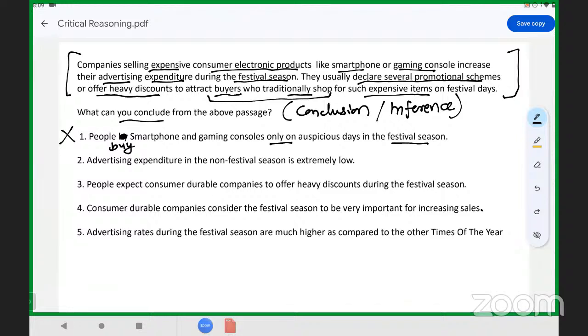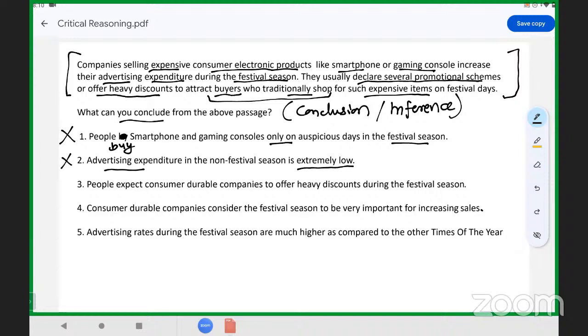Second, advertising expenditure in the non-festival season is extremely low. Okay, but let us try to understand this statement. So expenditure is low. This statement only covers the part of advertising. The point that it is extremely low in the non-festival season does not have a direct inference with the above passage, because it focuses only on advertising expenditure, which does not give us the inference for the promotional schemes to attract buyers.